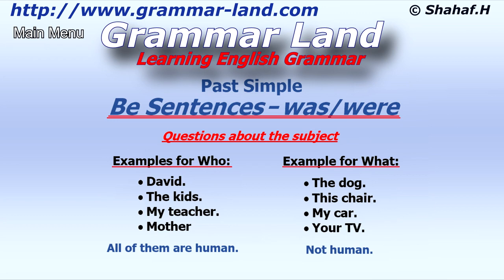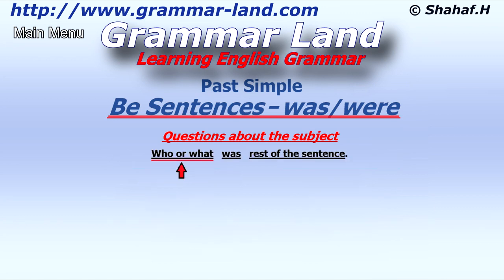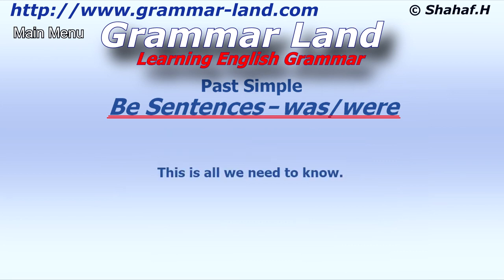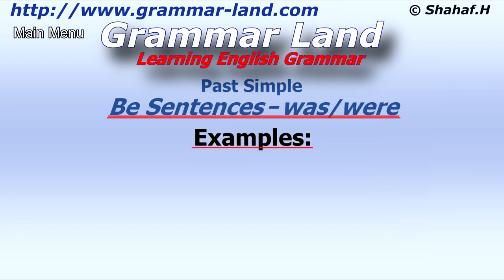Not human. After the who, or the what, we use was. We always use was in the question about the subject. Never were. Then comes the rest of the sentence. Who was at home last night? That is all we need to know. These are all the rules. Let's just follow with some more examples.